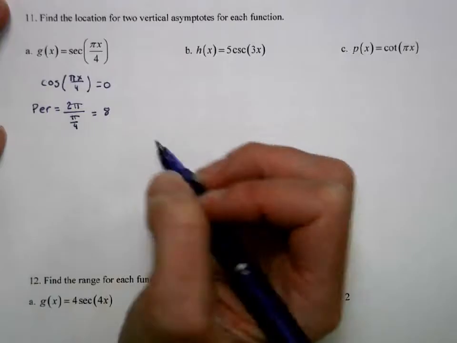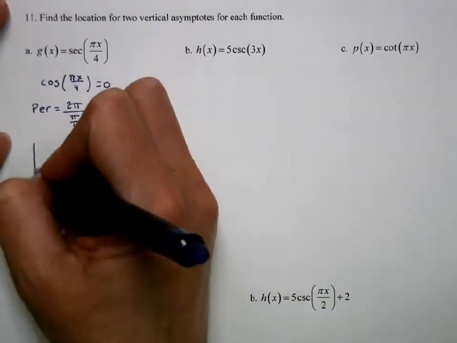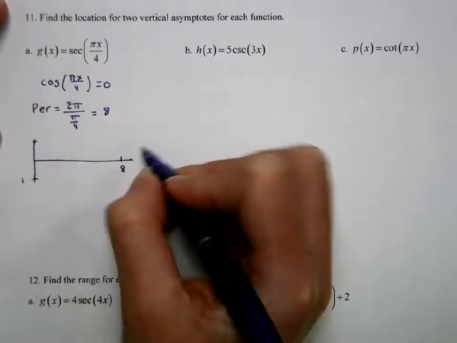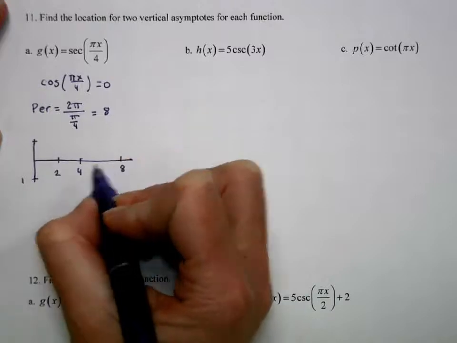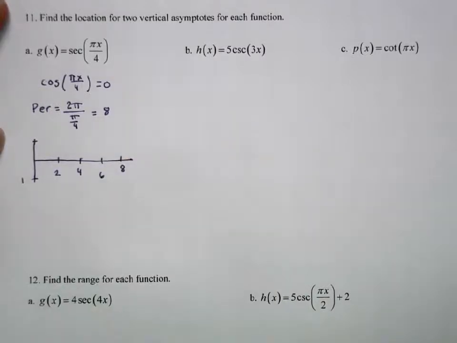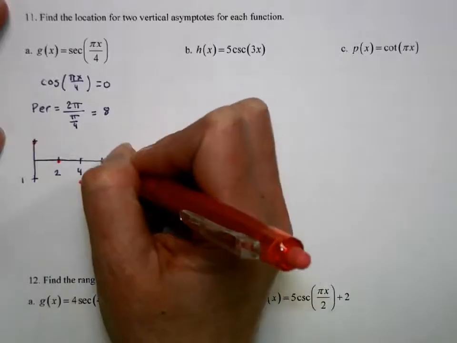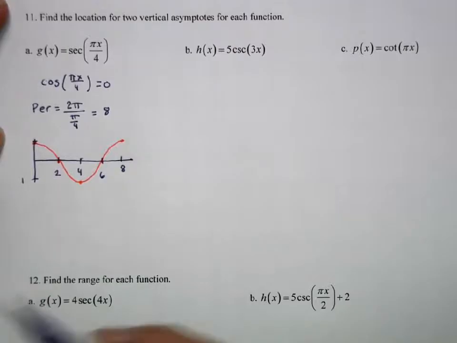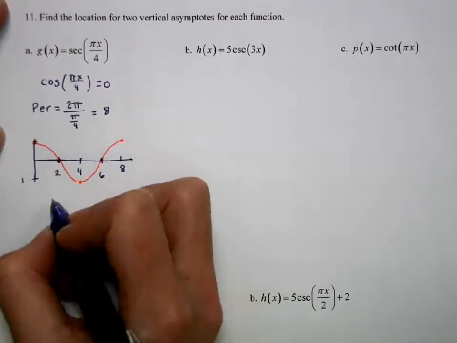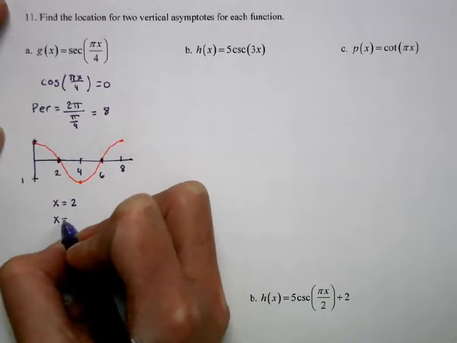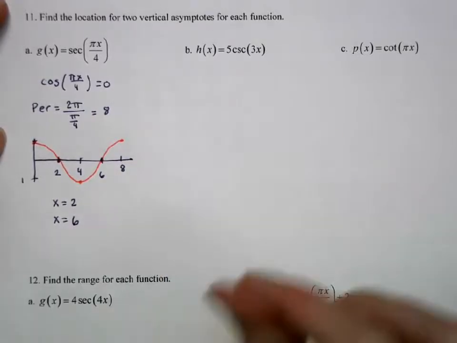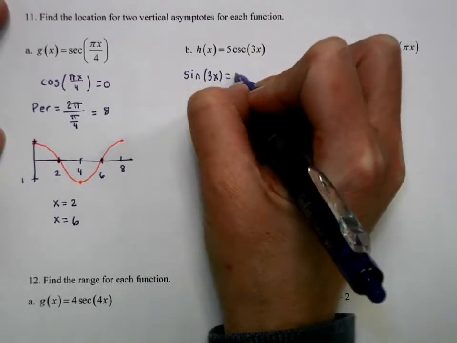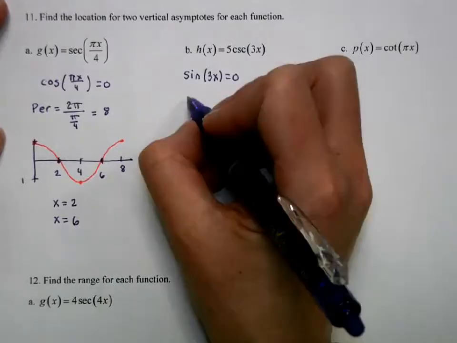So when I'm setting up my graph, we have a period of 8. Cut that in half to get 4, cut that in half to get 2, which makes that 6, and we're graphing a cosine. So just with that quick little graph, we have 2 vertical asymptotes that have been identified at x equals 2 and at x equals 6. This one, we're going to look at when sine of 3x is equal to 0, because cosecant is the reciprocal of sine. The period is going to be 2 pi over 3.